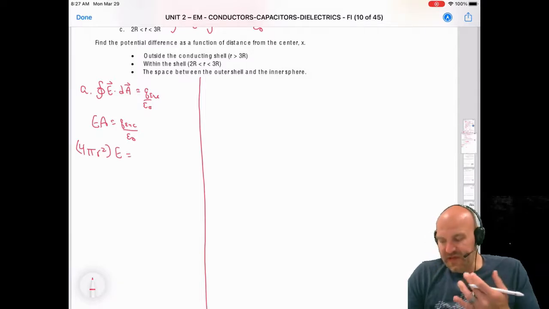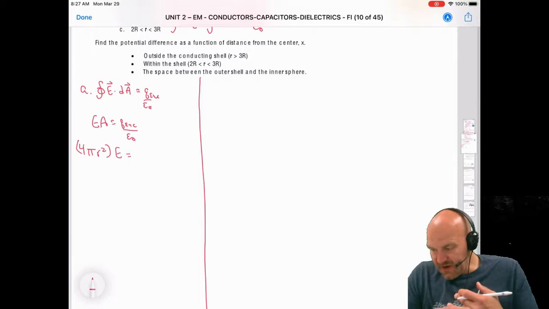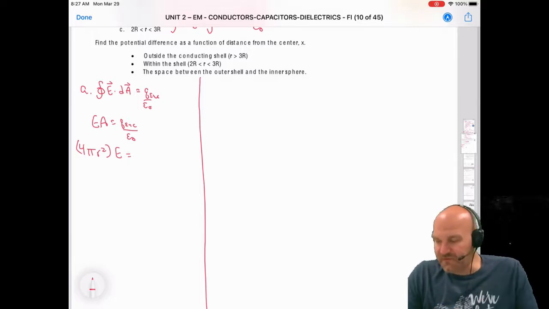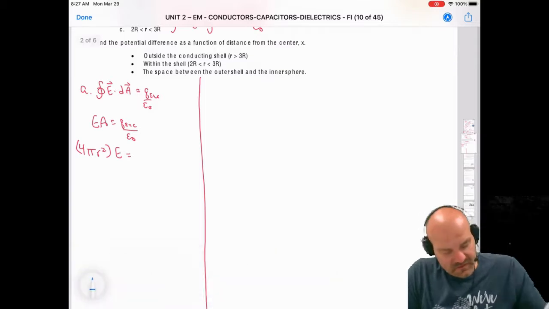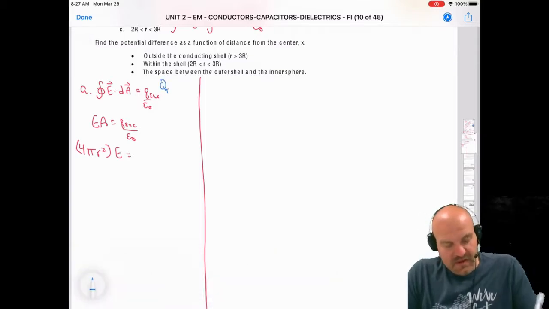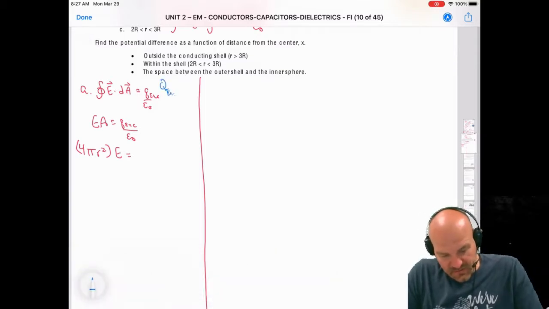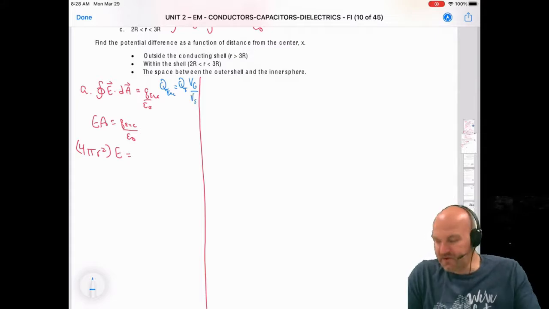Now, what is that Q enclosed? You have to understand that the Q enclosed comes from finding the total Q. I'll do it here in a different color. Q enclosed is really just a portion of the total Q, and that's going to be the volume of the Gaussian sphere over the volume of the sphere itself.